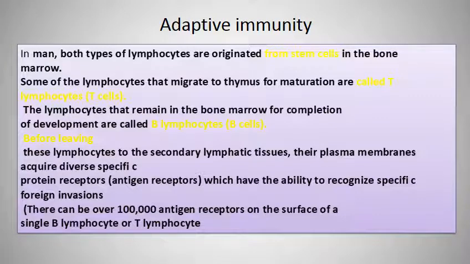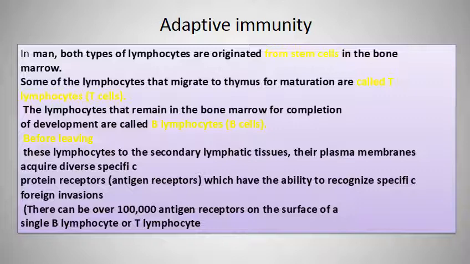Now in man, both types of lymphocytes originate from the stem cells in the bone marrow. So there are certain cells in the bone marrow which we call stem cells. These T lymphocytes and B lymphocytes originated in the stem cells, and some of these migrated to the thymus for maturation and are called T lymphocytes.